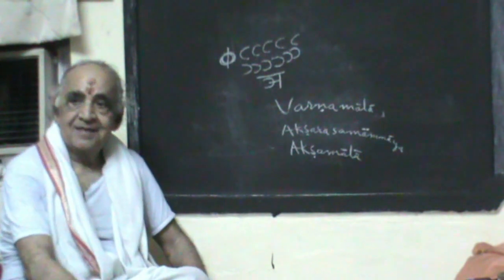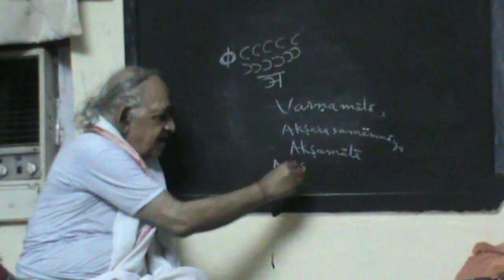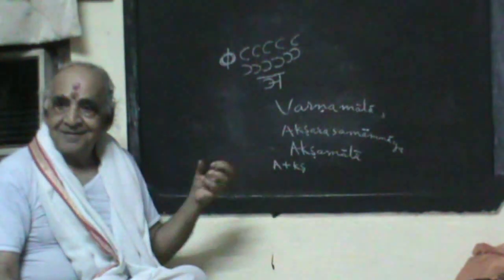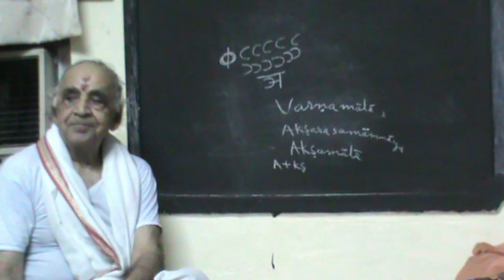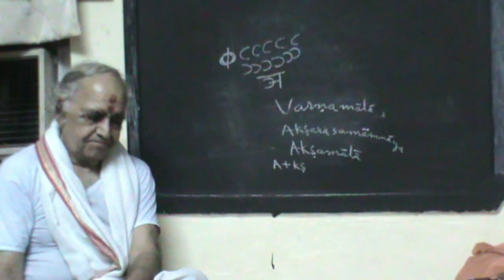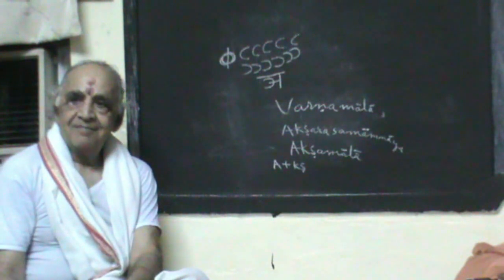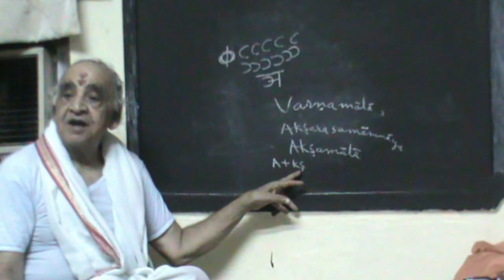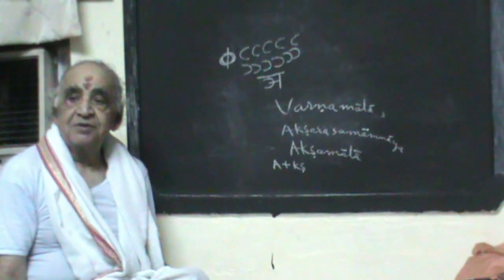And subtle meaning: first letter A, and in Tantra the last letter is Ksha. Together Aksha means whole. 51 letters in Tantra. Whole, all letters. A to Ksha. First letter is A, last letter is Ksha in Tantra. Subtle meaning of Akshamala: Akshamala means a group of letters. A to Ksha.